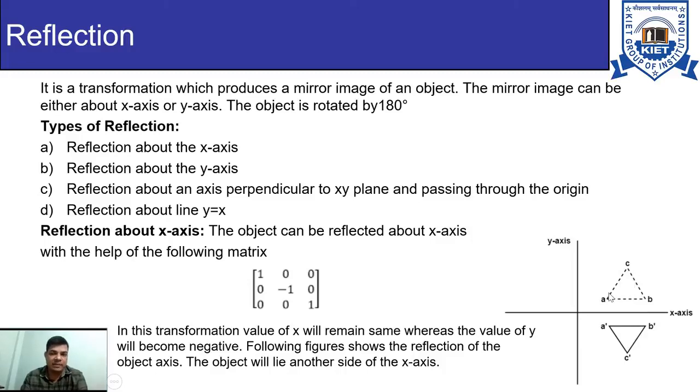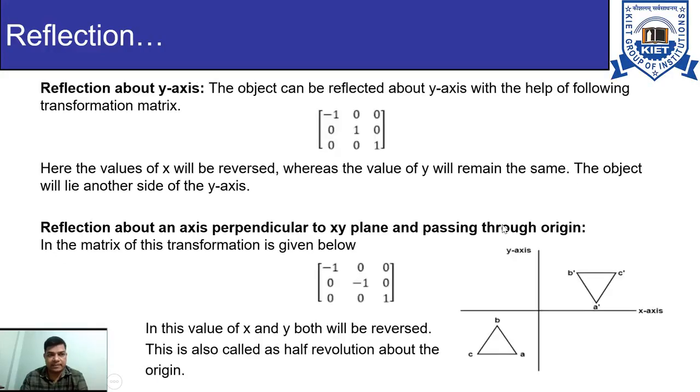That means the y value changes but the x value remains the same. You can see that ABC is an object, and we are reflecting this object about the x-axis. The object is going to shift from the first quadrant to the fourth quadrant, and in the fourth quadrant the value of y is negative but the value of x remains the same. So the object will lie on the other side of the x-axis.